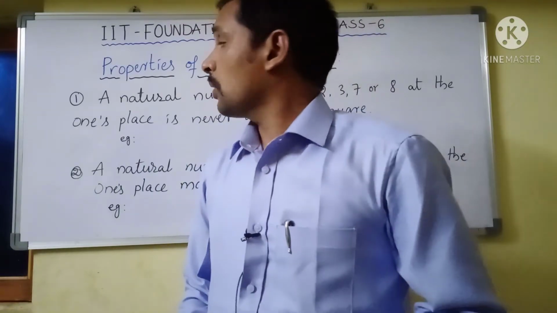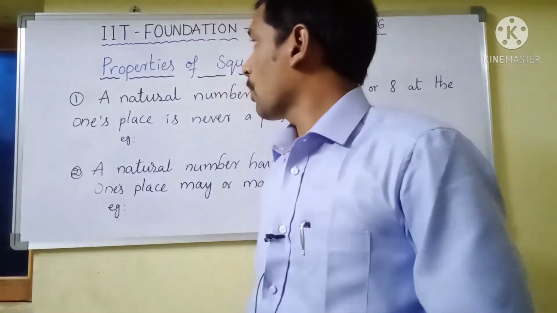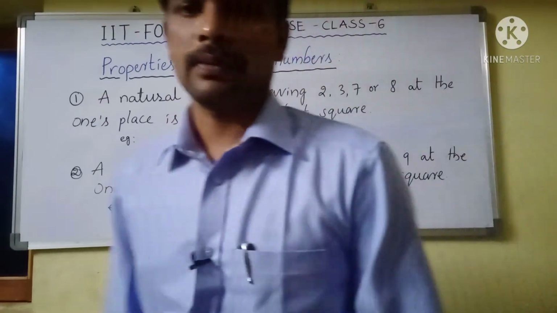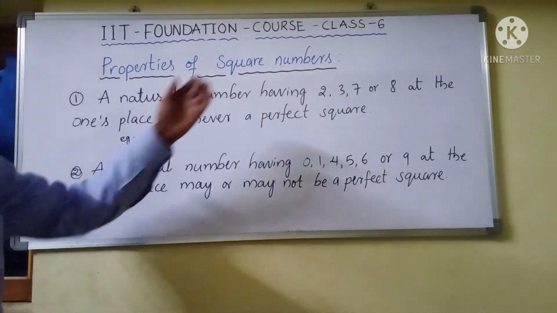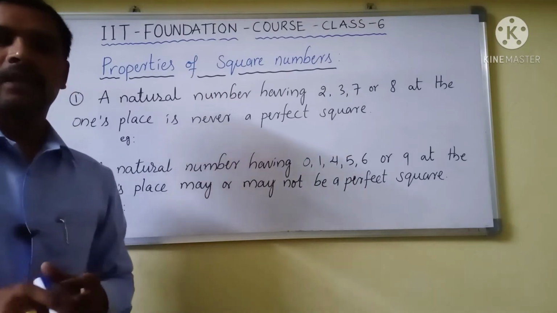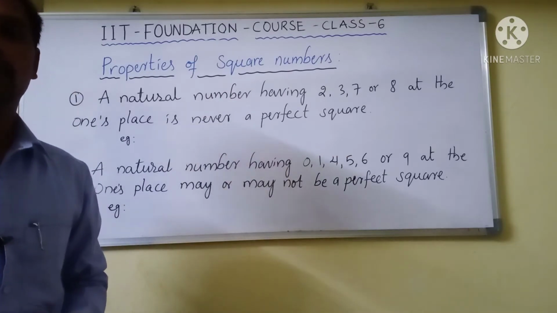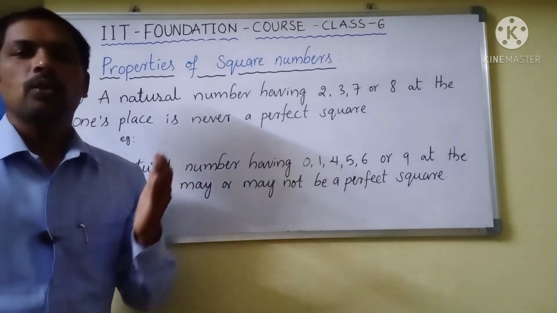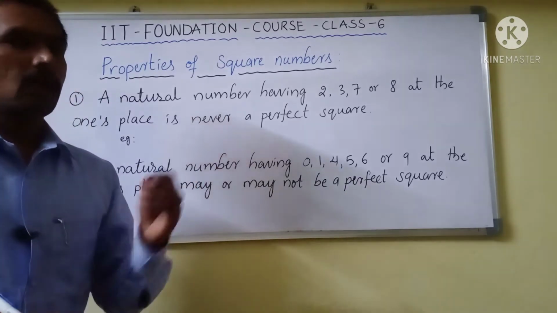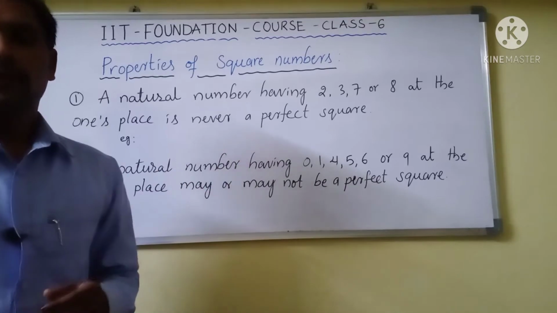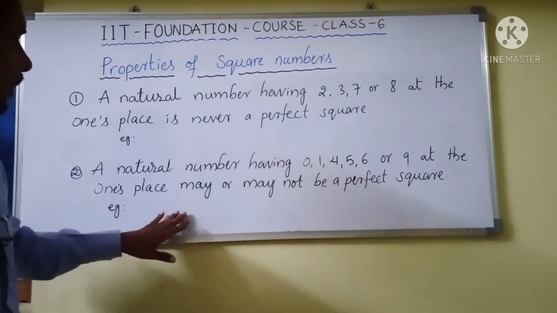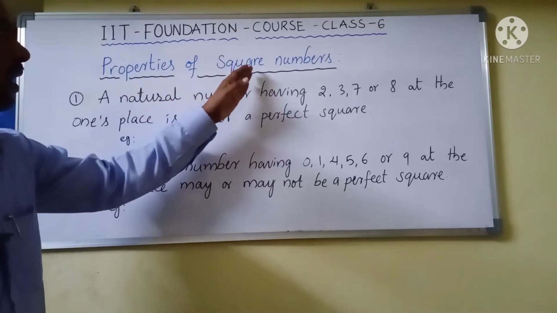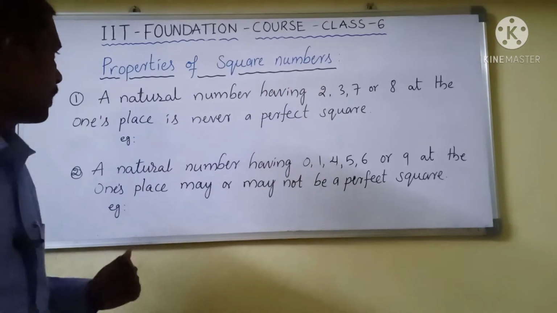In this video I am going to explain the properties of square numbers. In the previous session we discussed the definition of a square, what we mean by a perfect square, the squares of 1 to 20, and a few examples. Now we are going to discuss the properties of square numbers.